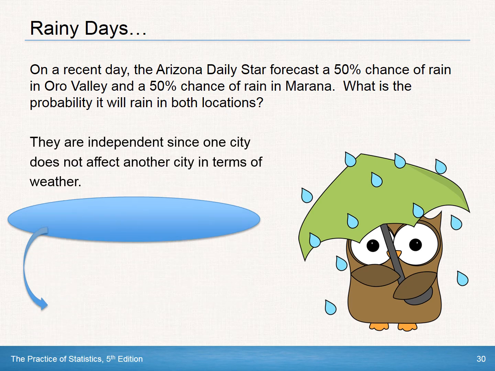Now, you'll have to recognize that they're independent, since one city does not affect the other city in terms of weather. The clouds are where they are, and it doesn't matter what they're going to do. One city is not going to make it rain while the other city is sunny.